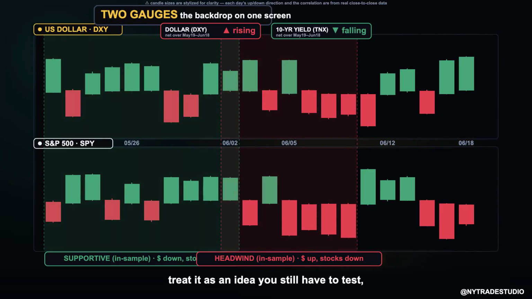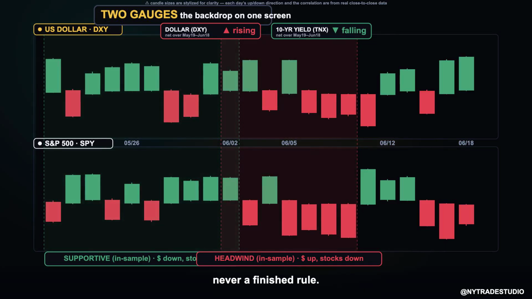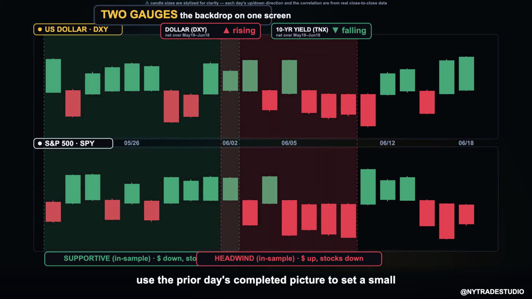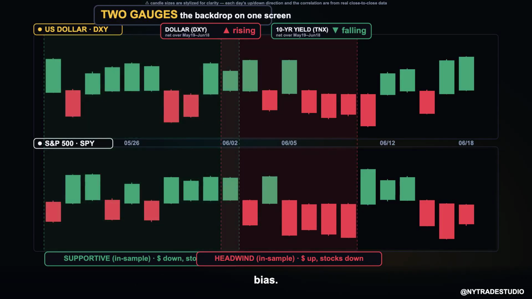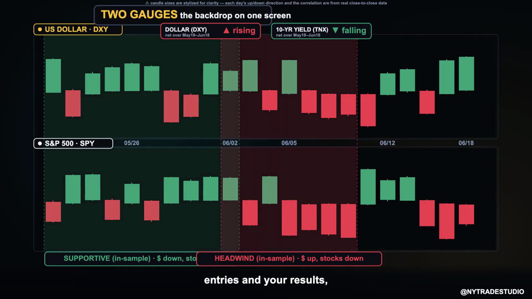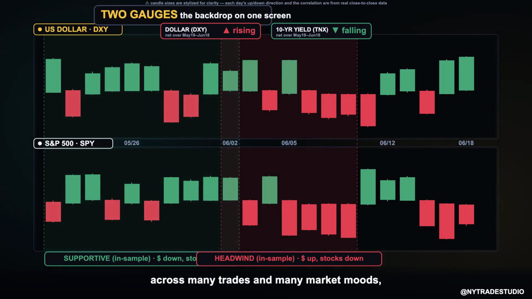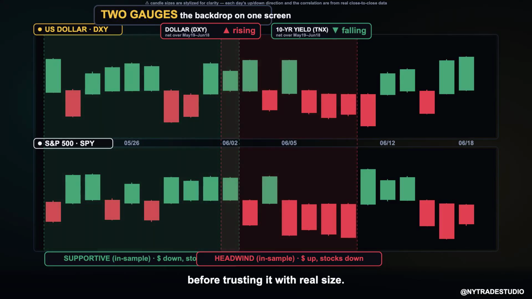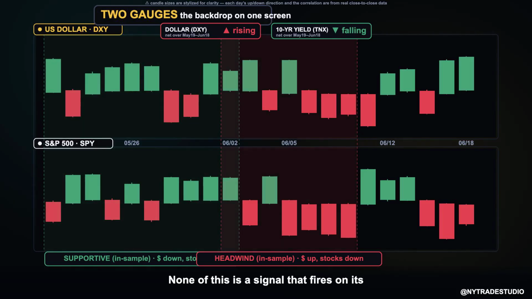And if you ever wanted to act on this, treat it as an idea you still have to test, never a finished rule. You might, for example, use the prior day's completed picture to set a small bias. But you would have to prove that actually improves your entries and your results across many trades and many market moods before trusting it with real size.